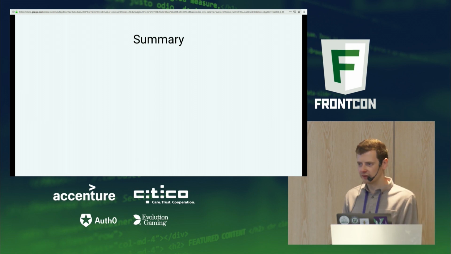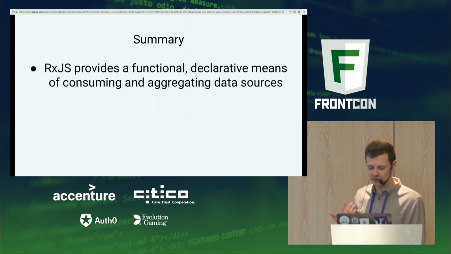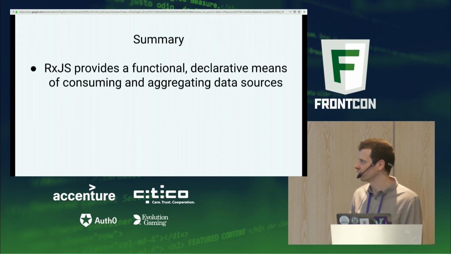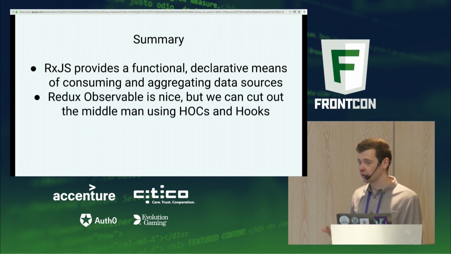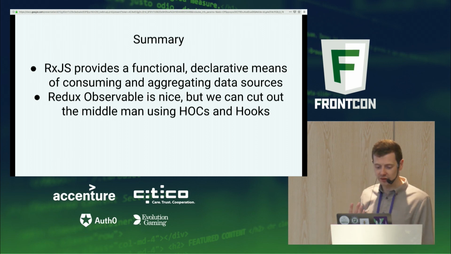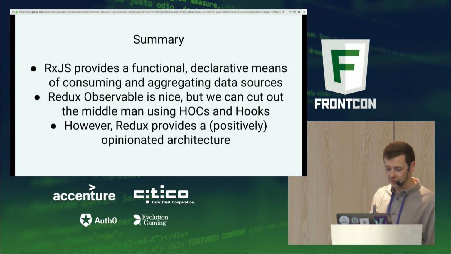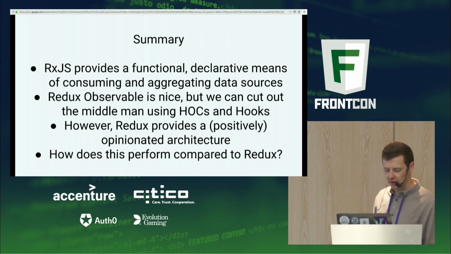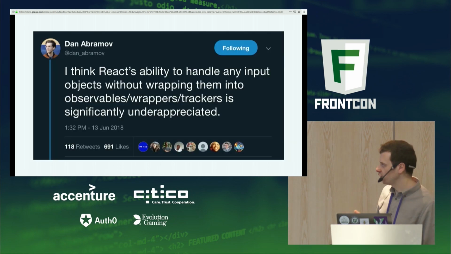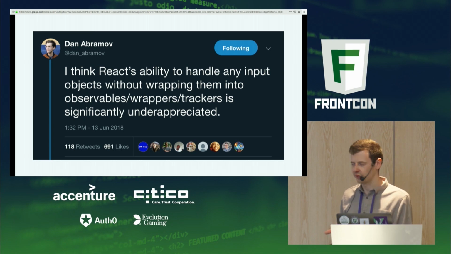So to summarize, RxJS provides a functional declarative means of consuming and aggregating data sources. A Redux observable is nice, but we can cut out the middleman using higher order components and hooks. However, Redux provides a positively opinionated architecture. And then also there are performance concerns, so how does it actually compare at a more scaled level? And I want to leave you with one final thought before I open the floor to questions.